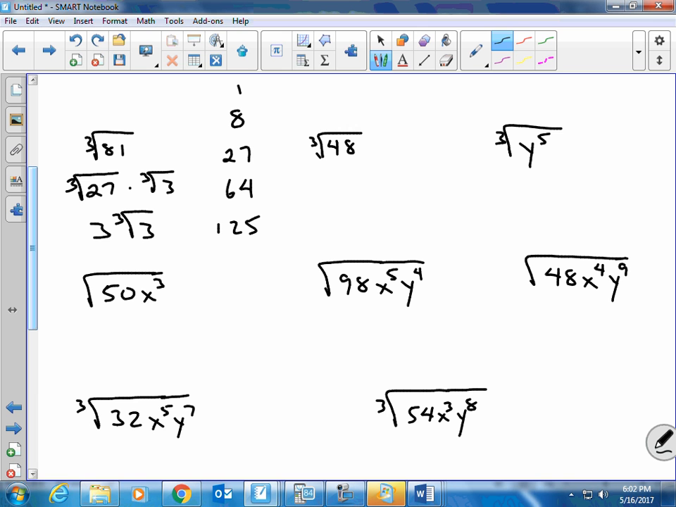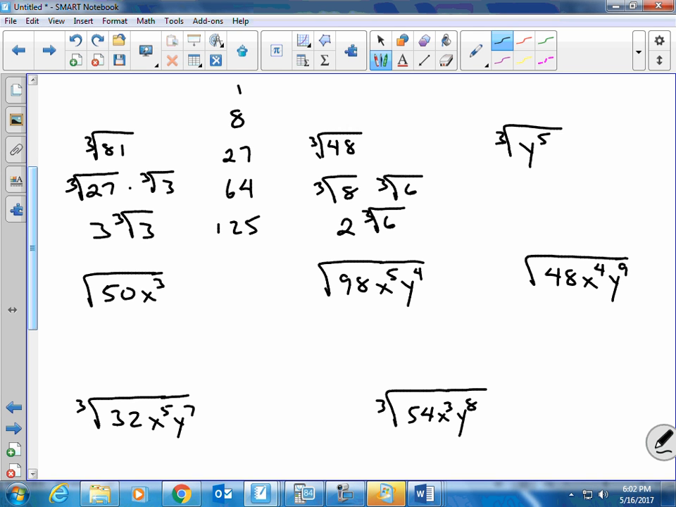All right, try 48. What's the cube root of 48 broken down into? What perfect cube goes into 48? 8. 8 times 6 equals 48. What is the cube root of 8? It's 2, because 2 times 2 is 4, times 2 is 8. What is the cube root of 6? Some decimal, so leave it alone.